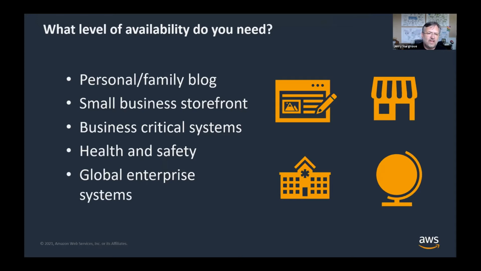Is it a small family personal blog that someone is running? Do they really need 5 nines of availability? Probably not. You know, my grandmother is going to visit my personal blog once a week. So it really doesn't need to have 5 nines of availability, maybe just a couple nines for me. But then again, if you're working with a client who's running a small business storefront or some business critical systems, then you need to start working your way up the list of nines and maybe go up to 3 nines or 4 nines.